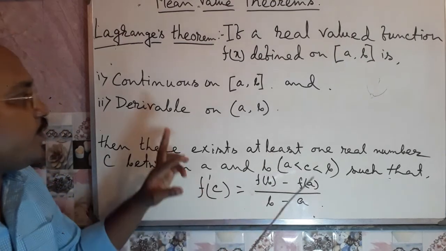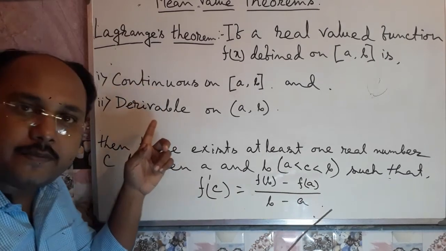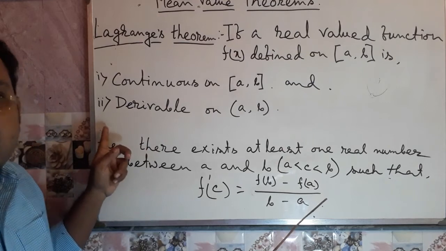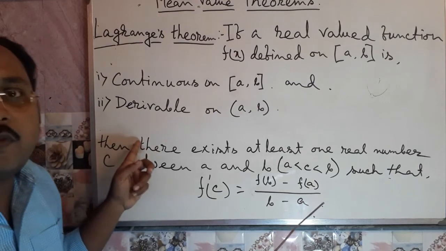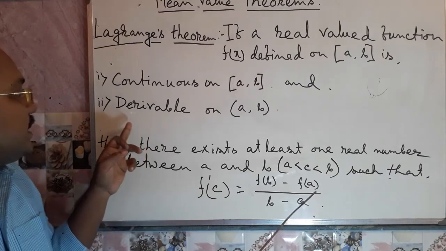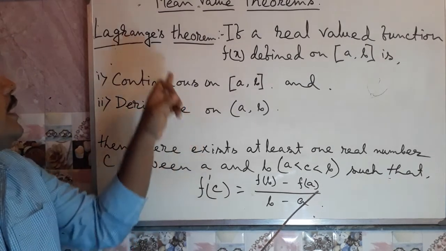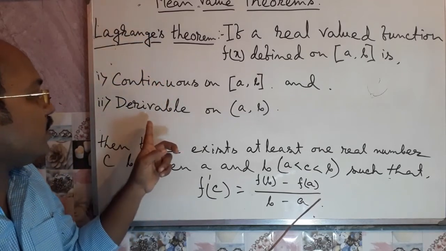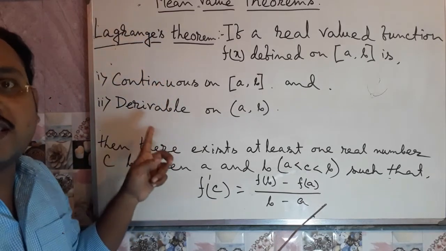You see what is the difference between Rolle's theorem and Lagrange theorem? In Rolle's theorem there is a third condition, that is the values of the function at the extreme points are equal, that is f(a) is equal to f(b). But in case of Lagrange theorem, the third condition is not there.